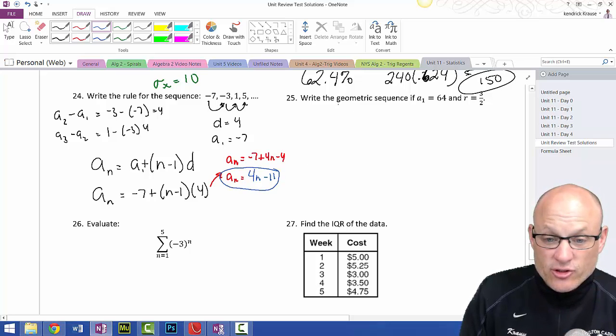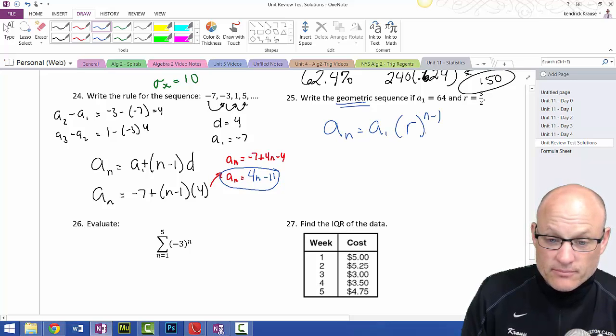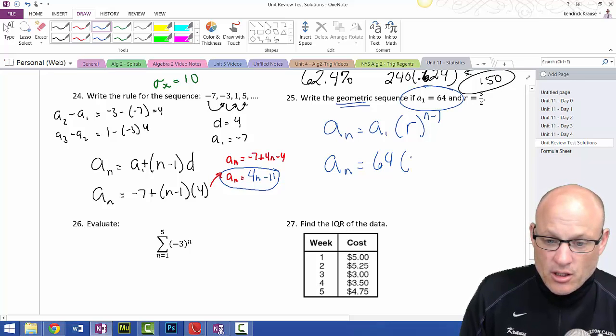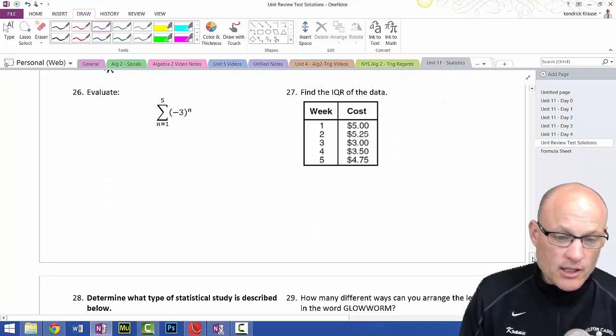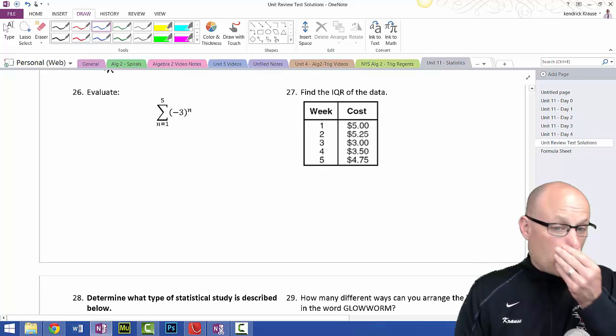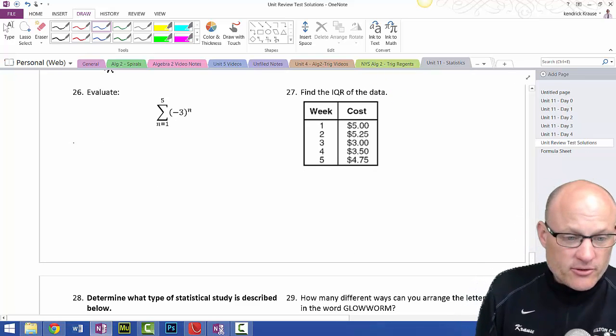This is a geometric sequence, and they give it to you. This is easy. A sub n is equal to a sub 1 times r to the n minus 1. Or A sub n equals 64, which is the first term, times r, which is 3 over 2, to the n minus 1. Let me do this one out just because I want to.